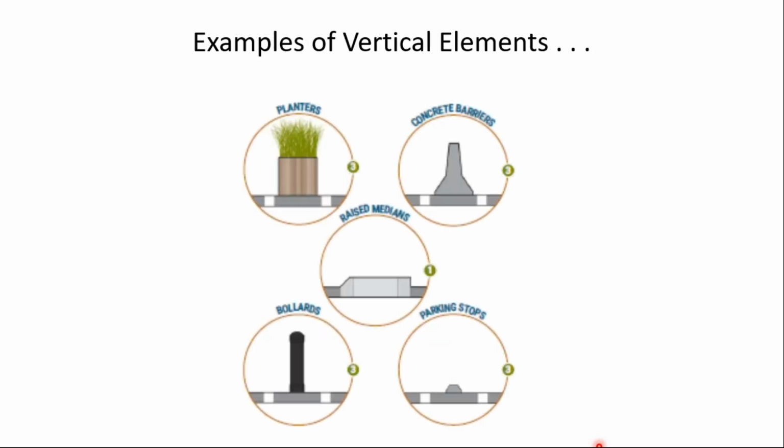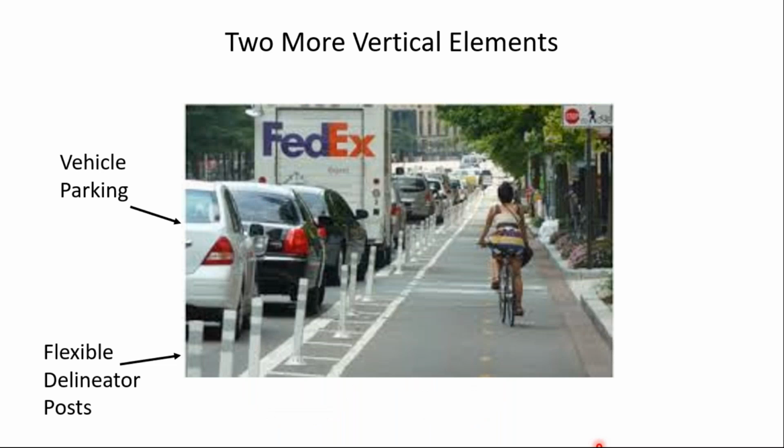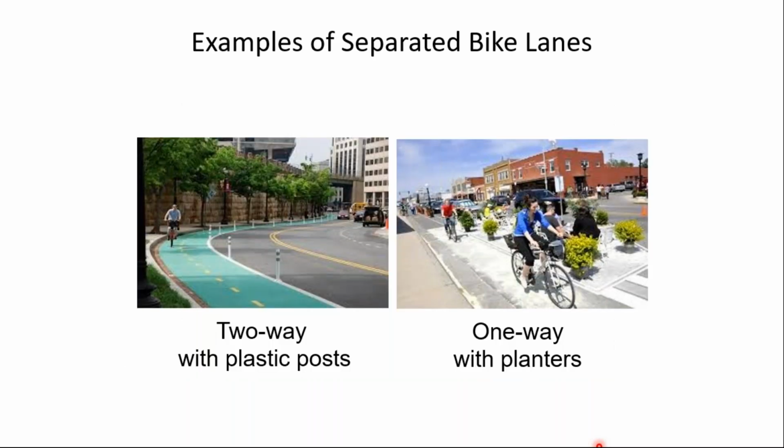Here are some of the vertical elements that have been used: planters or concrete traffic barriers, lower raised medians, bollards, wheel stops or parking stops, the flexible delineator posts. I showed you some examples. And here's another example of using those flexible delineator posts as well as the vehicle parking. That would be considered a vertical element too. Obviously not always there, maybe, but it can be part of that buffer.